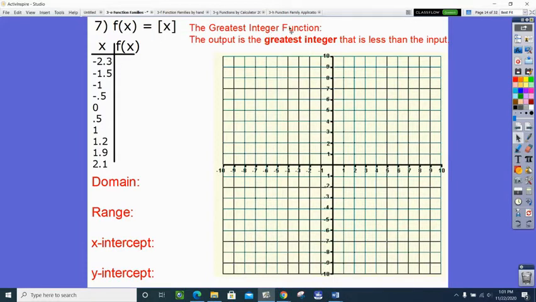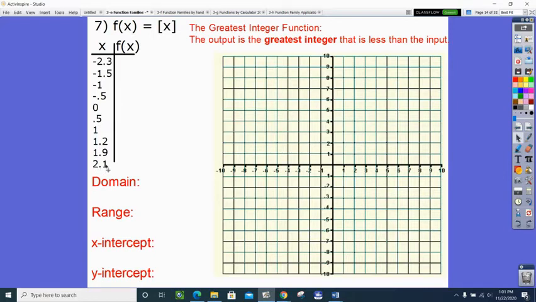We did talk about the greatest integer function, also called the step function. We did that back on a homework assignment that had a problem about the cost of the parking garage. But basically the greatest integer function, the output is the greatest integer that is less than or equal to the input. So I'm going to start with the positives because it makes more sense here, but when you get to the negatives, people kind of get twisted around.